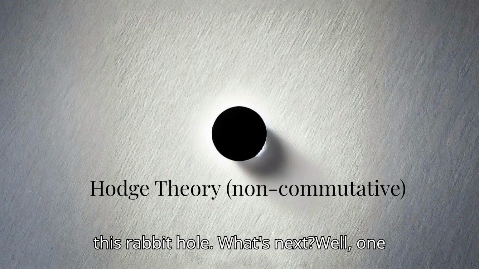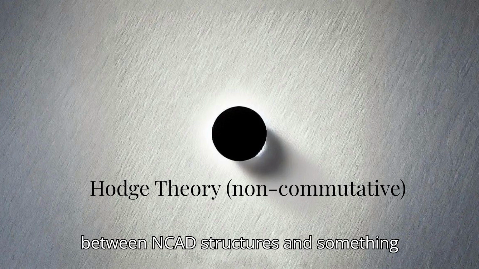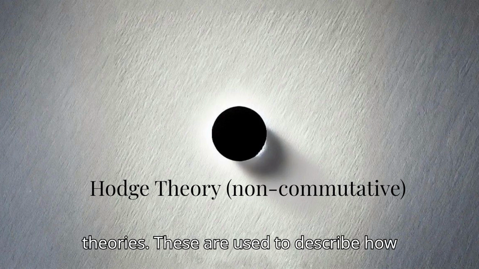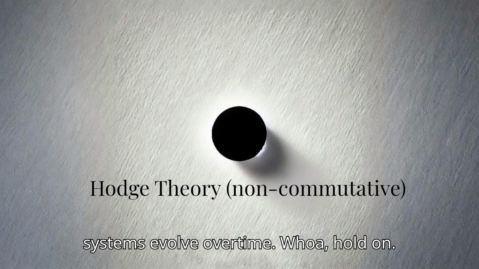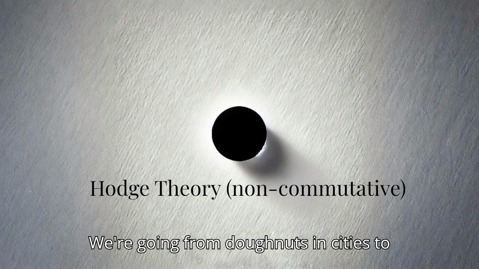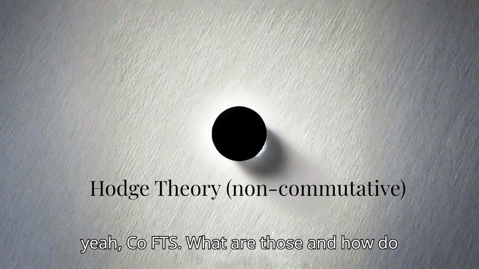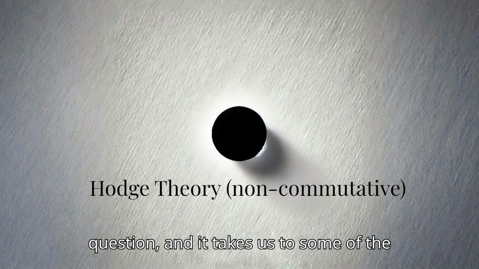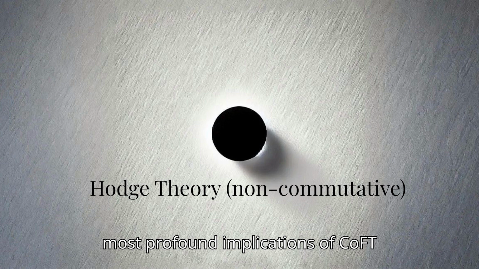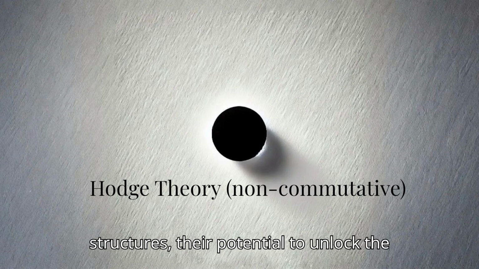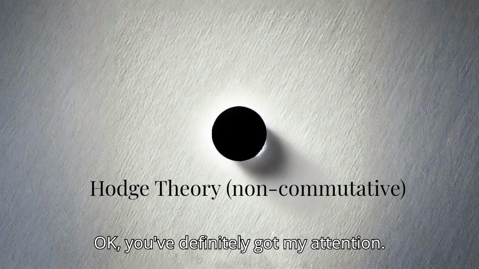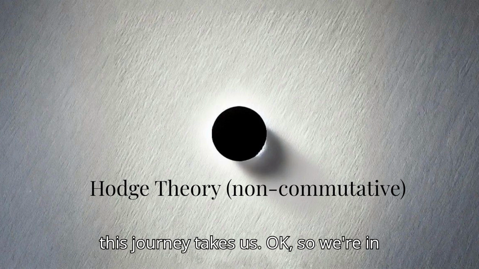What's next? Well, one of the papers hints at a connection between NC Hodge structures and something called CohFTs, cohomological field theories. These are used to describe how systems evolve over time. Whoa, hold on. We're going from donuts and cities to CohFTs. What are those, and how do they fit into all of this? That's a great question, and it takes us to some of the most profound implications of CohFT structures, their potential to unlock the secrets of how systems change and evolve. Okay, you've definitely got my attention. Let's unpack these CohFTs and see where this journey takes us.